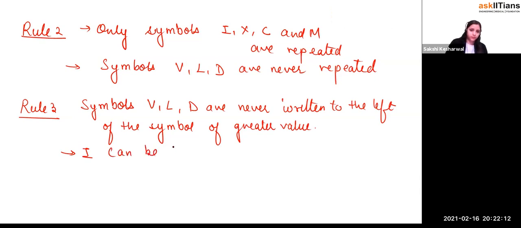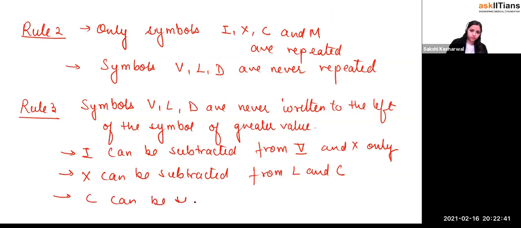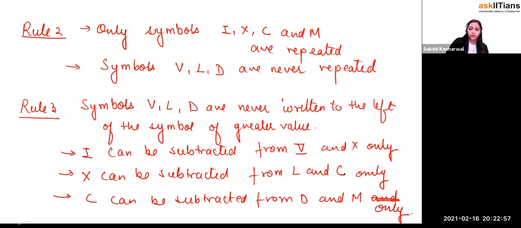In this, I can be subtracted from V and X only. Next is that X can be subtracted from L and C, that is 50 and 100, right? C can be subtracted from D and M only, 500 and 1000 only. So these are the rules which were incomplete, so just complete this.